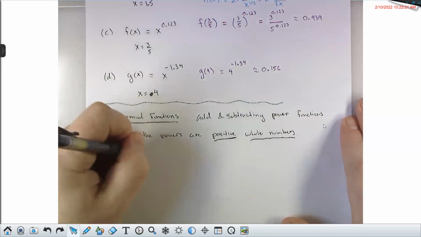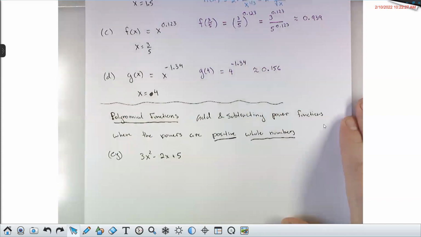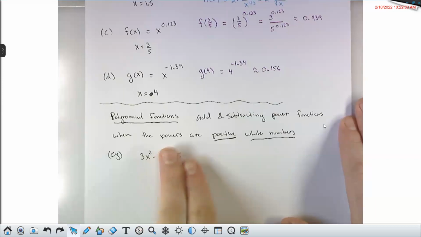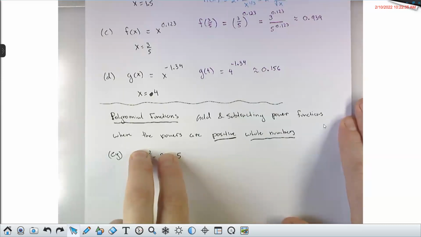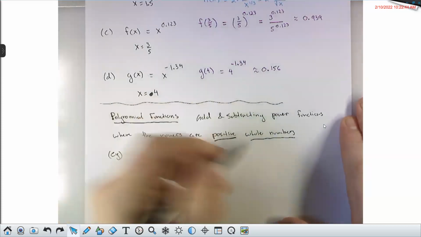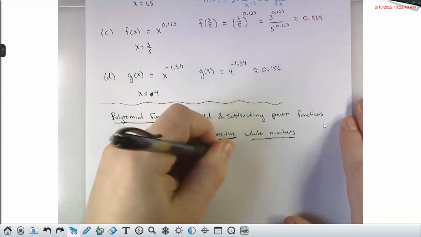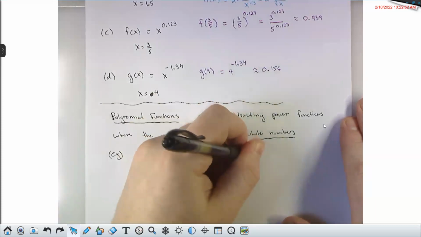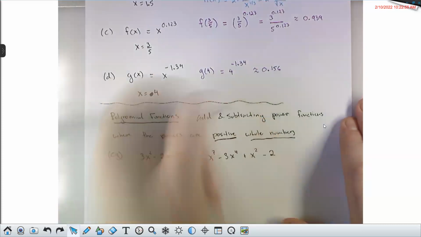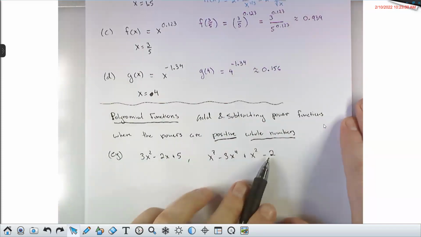every quadratic is a polynomial, like 3x squared minus 2x plus 5. That's a polynomial because each one of these pieces is a power function. 5 here, secretly the power is just x to the 0 multiplied by a constant. You could have a larger order polynomial, something like x to the 7 minus 3x to the 4 plus x squared minus 2. Again, positive whole number powers of x together with constants.